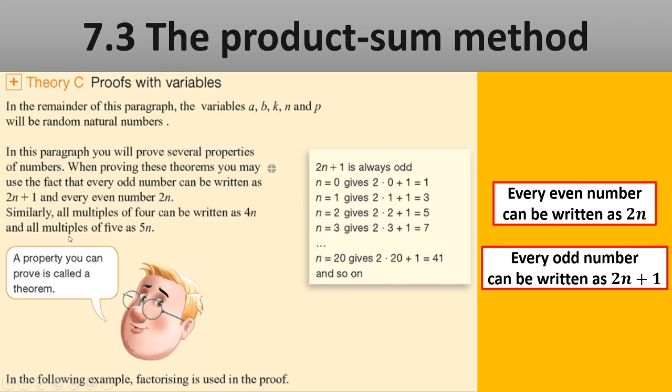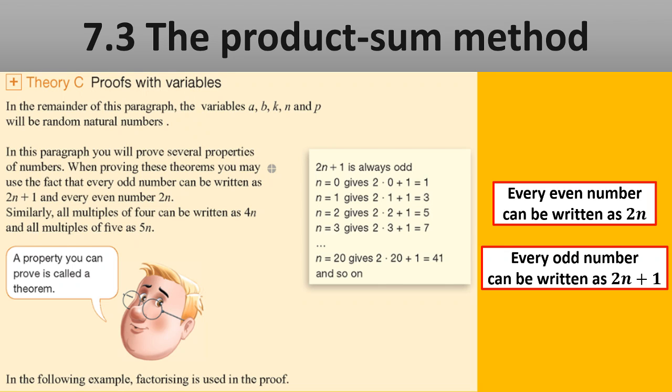Before I show you that, the theory also says that all multiples of 4 can be written as 4 times n, and all multiples of 5 as 5 times n, etc. We're going to see that occur in a few exercises as well. They use n. You can also use another letter. You can use a, you can use p, you can use x, etc. K and l are often used as well. So it doesn't matter which number you use, or which letter you use.